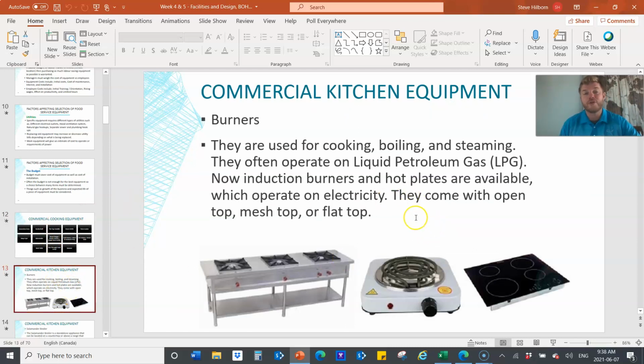So burners are usually used for cooking, boiling, or steaming. They're usually using a liquid petroleum gas, and now we have induction burners and hot plates that are available, which operate on electricity. So they can come open, they're mesh top, they're flat tops, something like these here. Now, these 3 that you're looking at here are not necessarily commercial kitchen grade. These are just little standalone units, and this is like a very common stove that you'd see at home. This one here might be a little bit more commercial level. But these are open flame, and again, as they're open flame, they must be under that hood vent system.